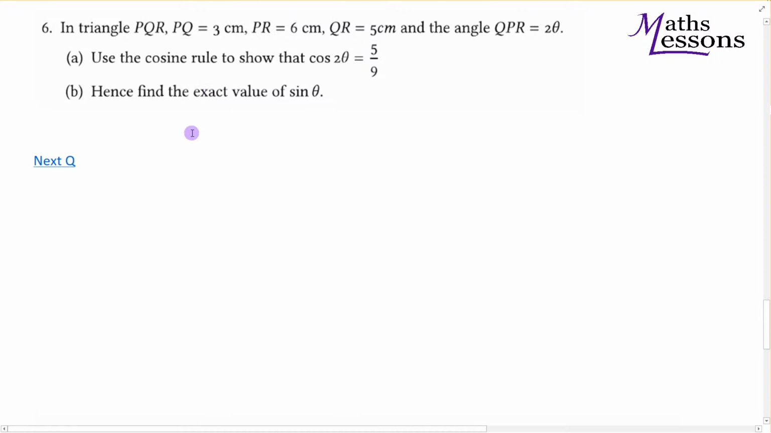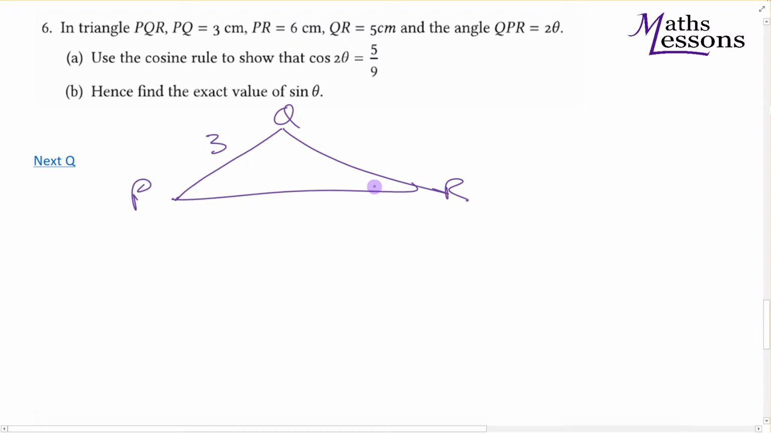Right, so here we go. We're going to draw a little triangle here and put P, Q, and R here. This side will be 3, this side will be 5 and this side will be 6. And we know that QPR is equal to 2 theta. So we're going to use the cosine rule to show that cos 2 theta equals 5/9.